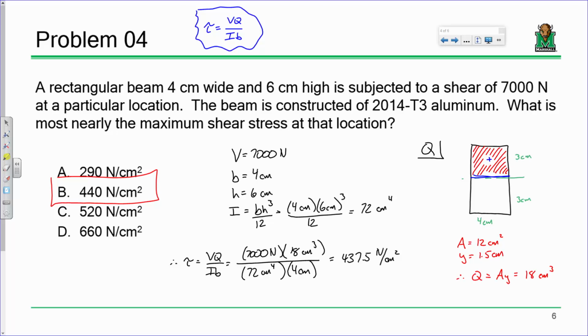Make sense? This problem said, here's some forces, what's the stress? So I don't need the material properties at all in order to get there, right? It doesn't matter if the beam's made out of 2014-T3 aluminum or steel or concrete or wood or whatever. It only matters when the problem says, what's the strain, or what are the resulting deformations, and what have you. That's what matters.